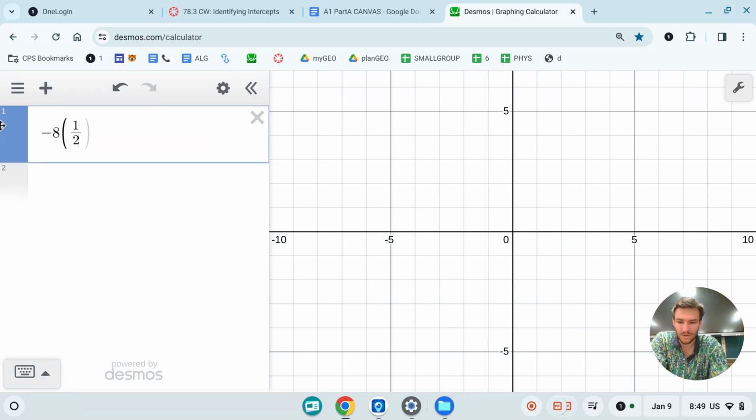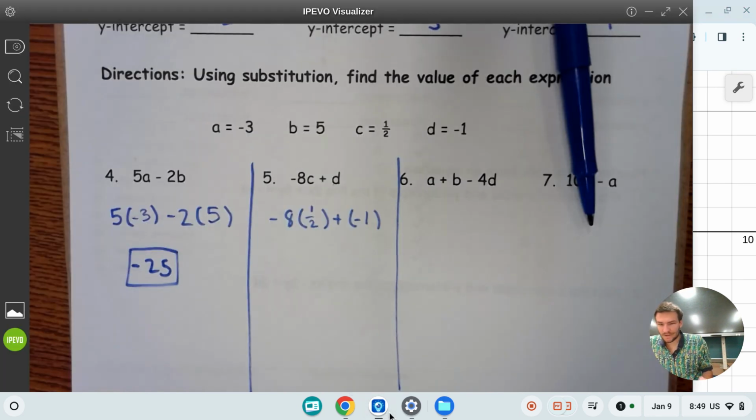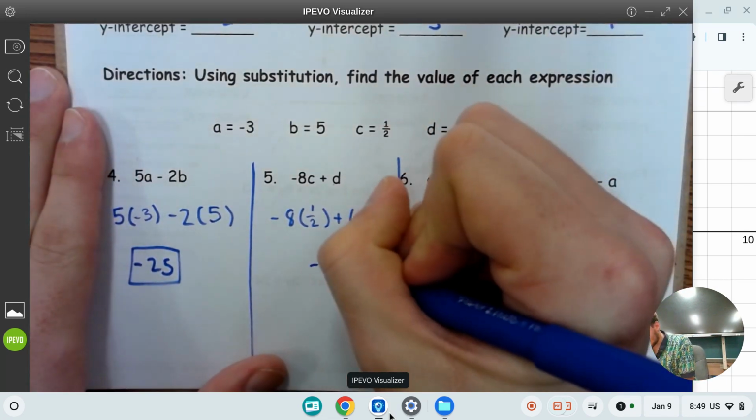Question 5. -8 times 1/2. Plus -1. That's what I got. Let's make sure I typed it in right. Looks good. -5 is the answer.